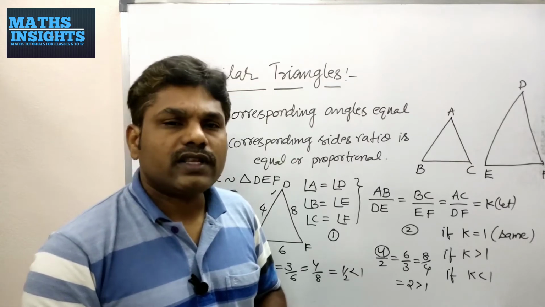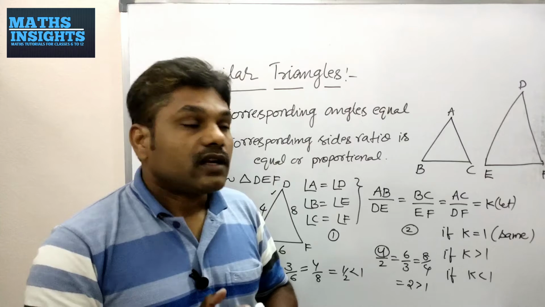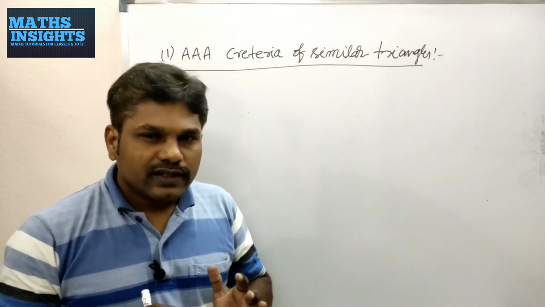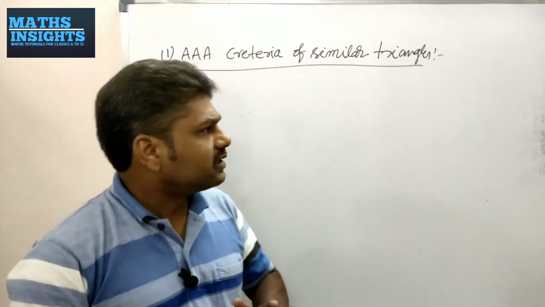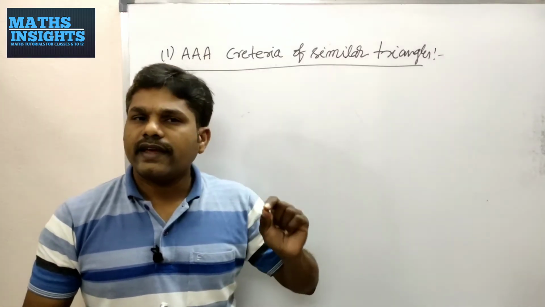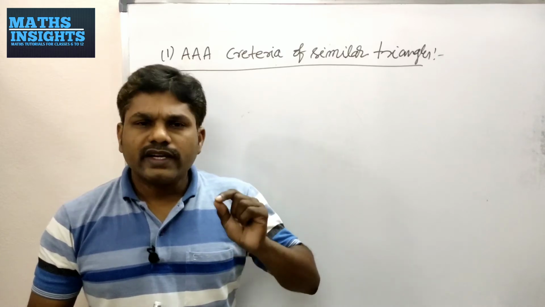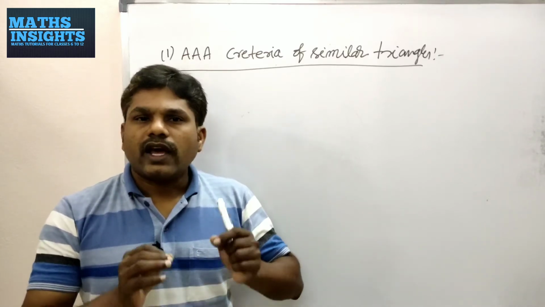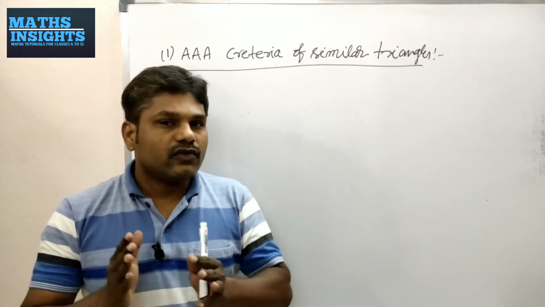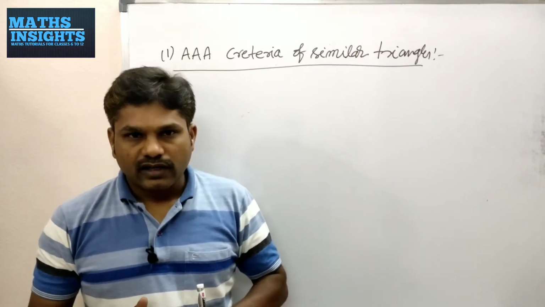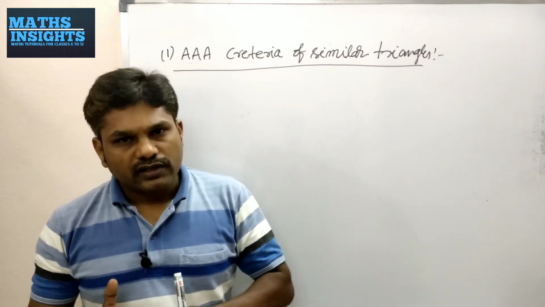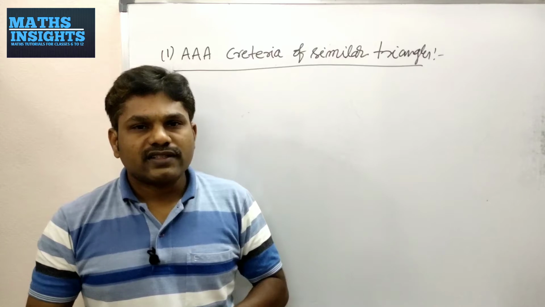Now we will learn the criteria, the conditions to say that two triangles are similar. The first criteria to say that two triangles are similar is the AAA criteria. AAA stands for angle, angle, angle. It says that if the corresponding angles of the first triangle are equal to those of the second triangle, and the ratio of corresponding sides is equal, then we will say that those two triangles are similar.